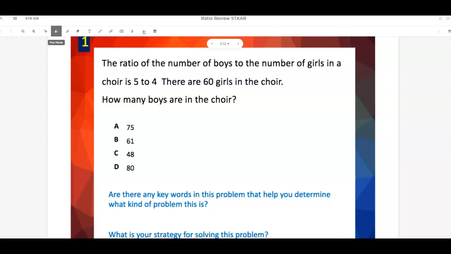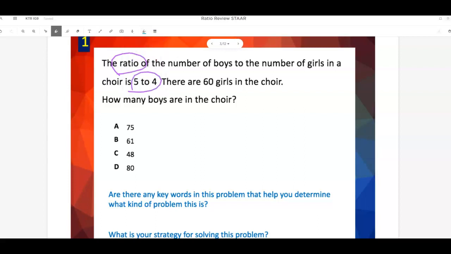Okay, so just by looking at the question here, is there anything that tells you what type of question this is? Maddie. The word ratio, definitely. What else? 5 to 4, right there.